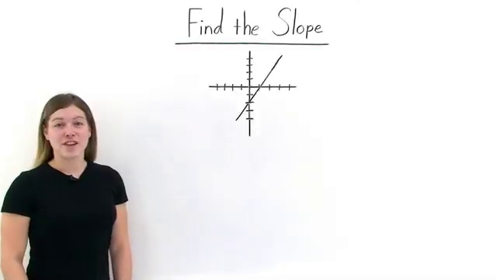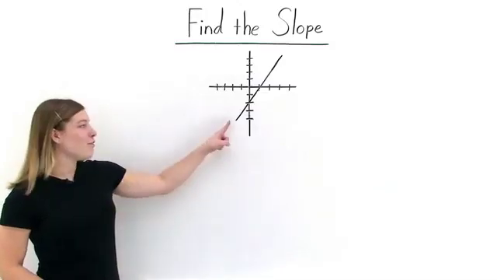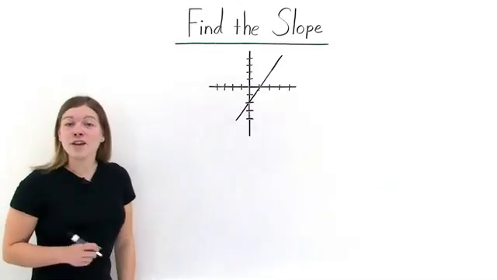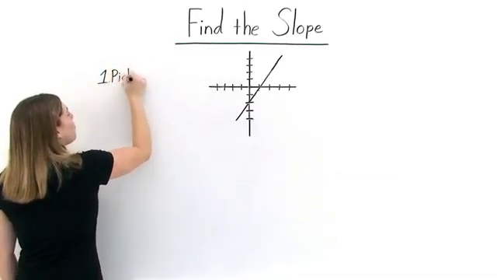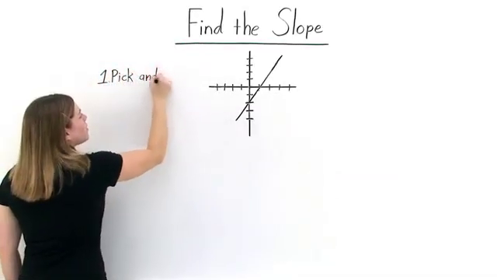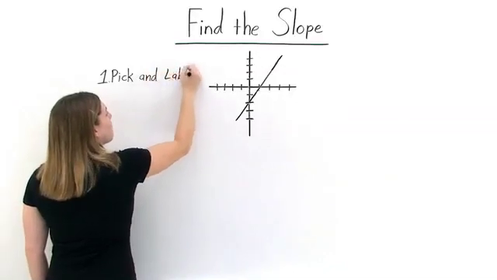Find the slope of the given line. Well, since we have the graph of our given line, we can use that to help us find the slope. So in step number 1, let's pick 2 points that are on our line and label them.